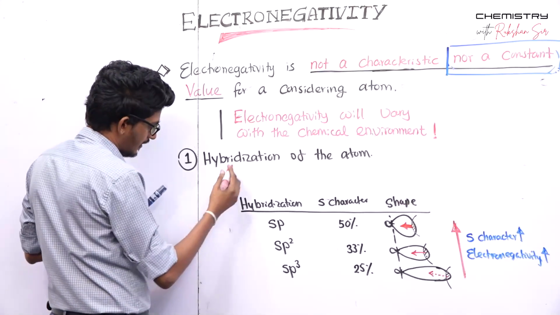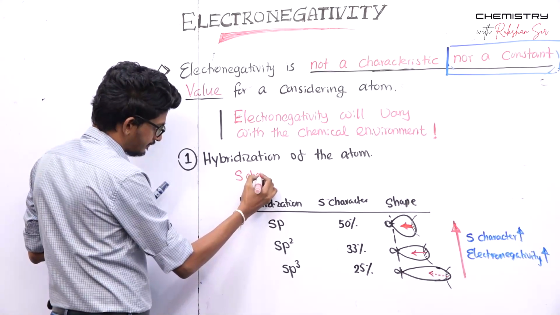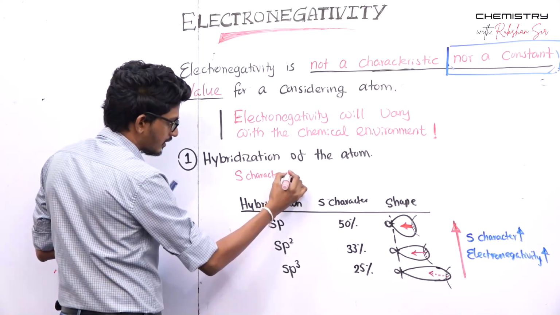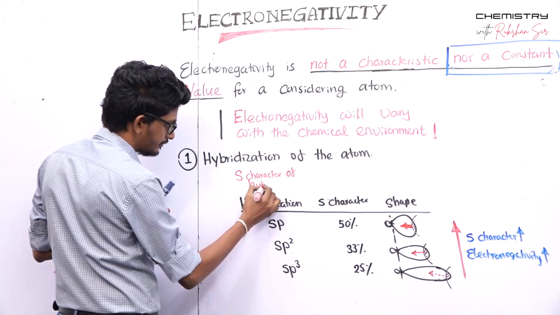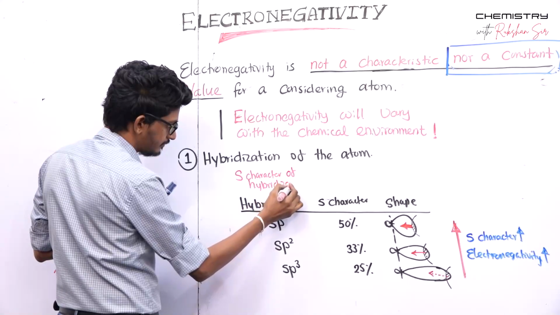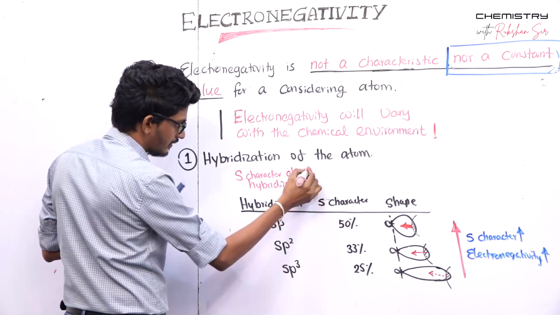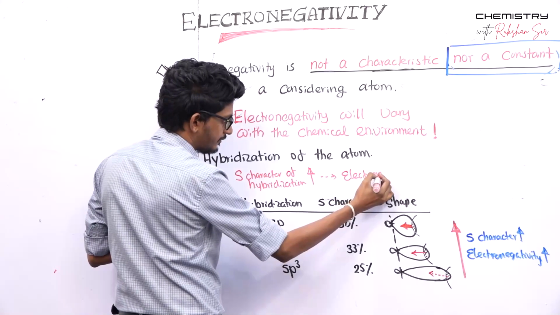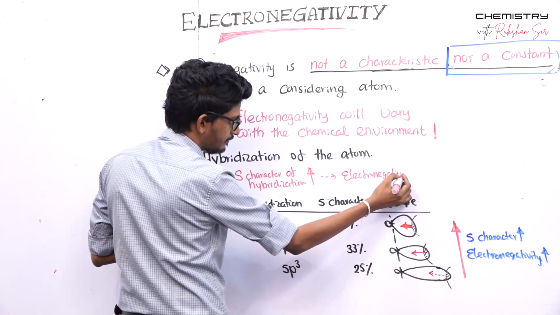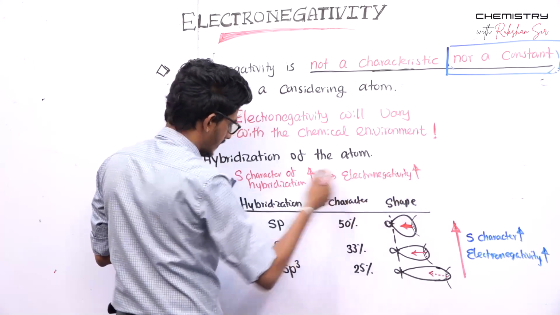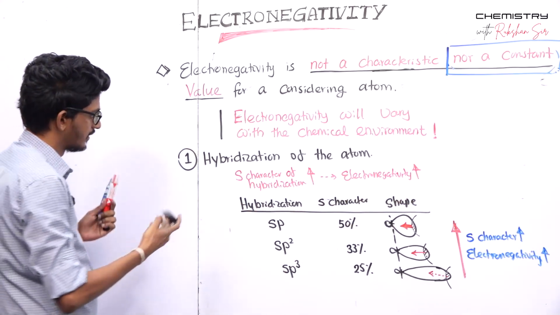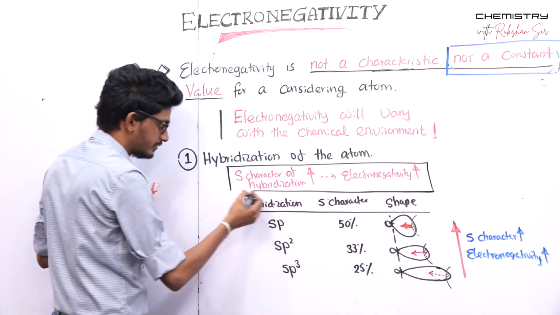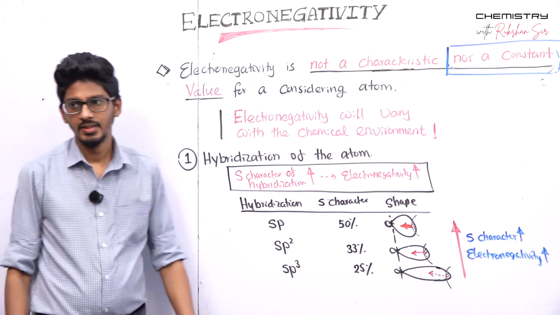One can say as the s character of hybridization increases, the electronegativity increases. So just highlight that, box that.